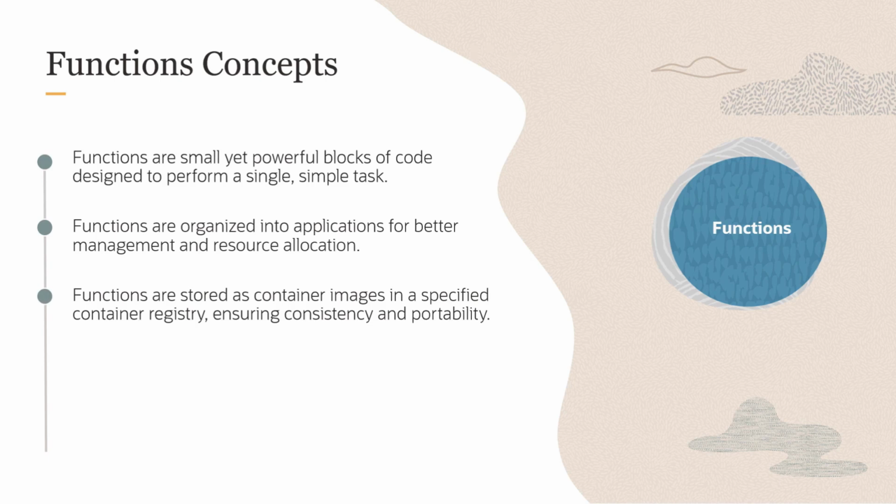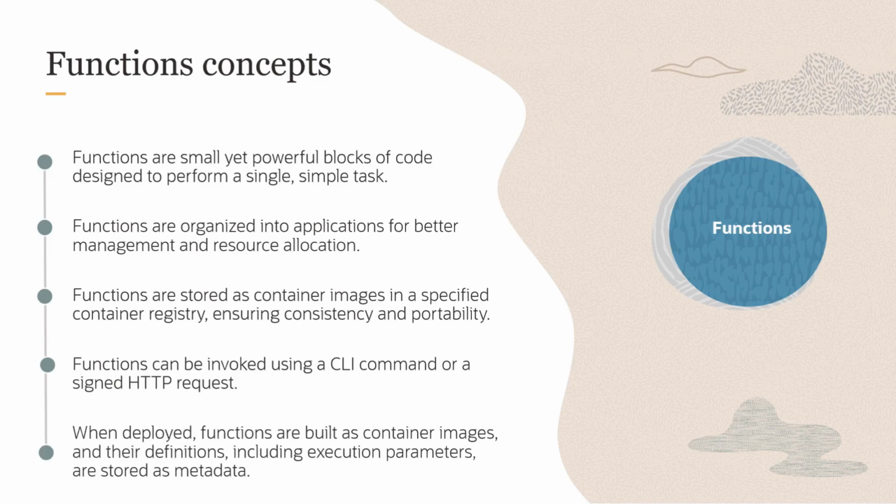Functions in OCI functions are stored as container images in a specified container registry. This approach ensures that the functions are consistent and portable and can run seamlessly across different environments. Functions can be invoked in response to a CLI command or a signed HTTP request. This flexibility allows functions to be triggered programmatically or through user interactions.